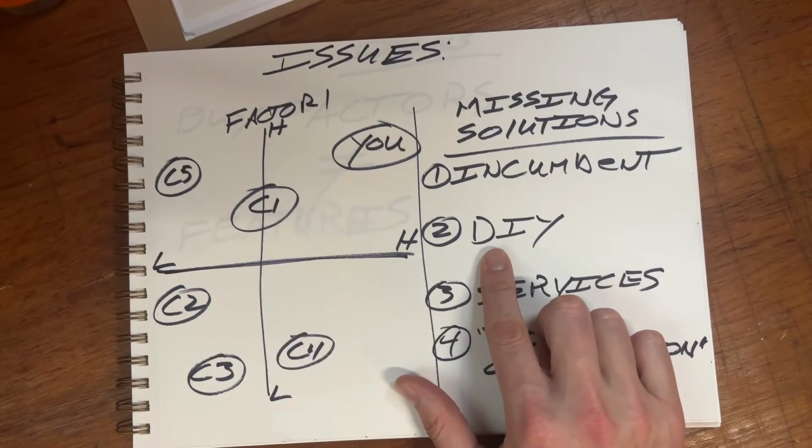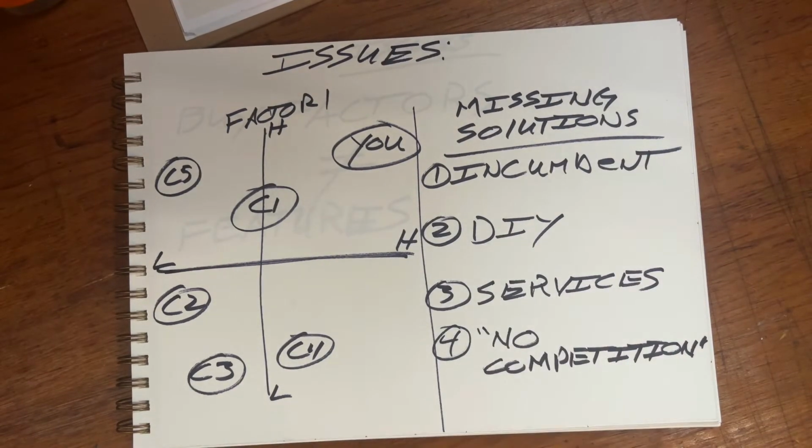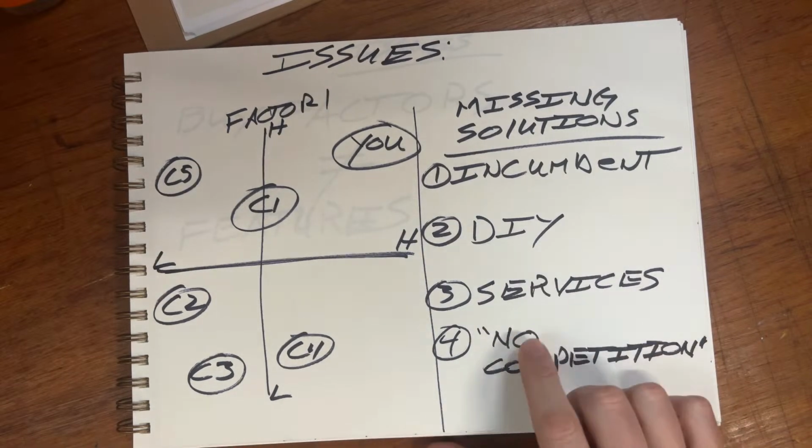Number 2, DIY solutions. There are a lot of problems out there today that you are building a product to address that are currently being solved in-house. It may not be perfect, it may be suboptimal, but that is what they are doing today. And you should address that.